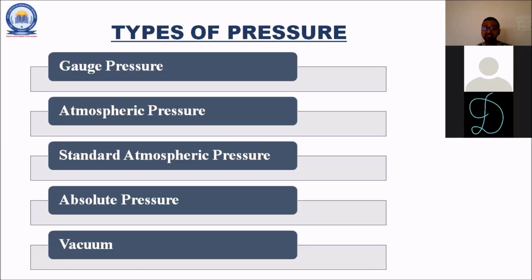Absolute pressure is the summation of gauge pressure and the atmospheric pressure. And the final pressure is vacuum. Vacuum is the pressure which is considered below the atmospheric pressure. And if we consider the vacuum as the pressure, we use torr as the unit of the pressure.